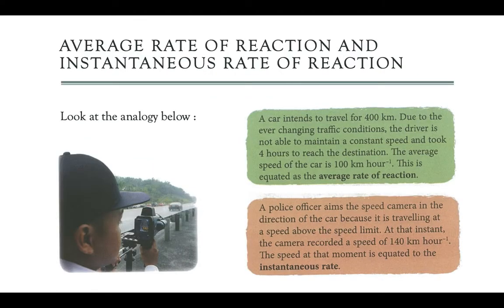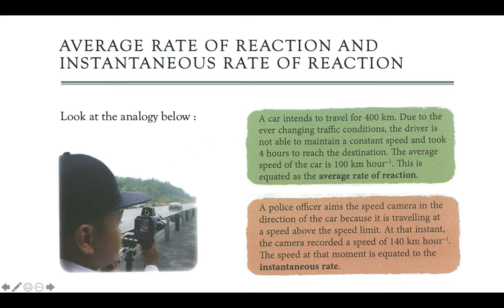Alright, so first of all, let's look at the analogy below to give you an idea what is average rate of reaction and also instantaneous rate of reaction. Okay, we have two situations here. The first one, a car intends to travel for 400 km. Due to the ever-changing traffic conditions, the driver is not able to maintain a constant speed and took 4 hours to reach the destination. The average speed of the car is 100 km per hour. So this is equated as the average rate of reaction.